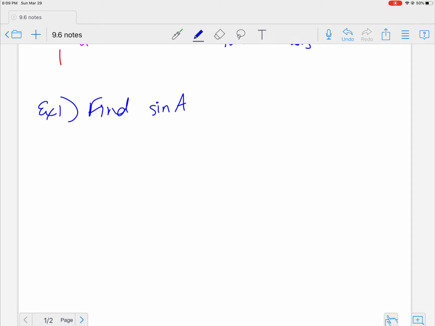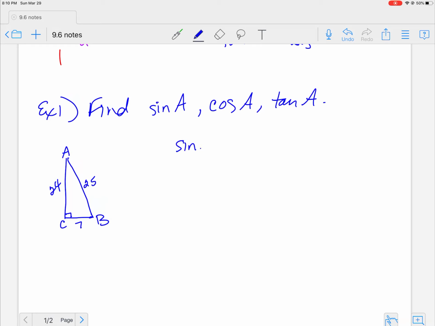Here's example 1. Find the values of sine A, cosine A, and tangent A, given this right triangle. I'm just drawing it out; it's one that was in the book. This is a right triangle. Here is C, here is A, and here is B. This side length is 24, my hypotenuse is length 25, and the side length CB down there is 7.